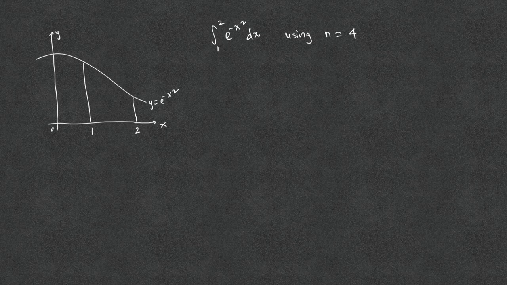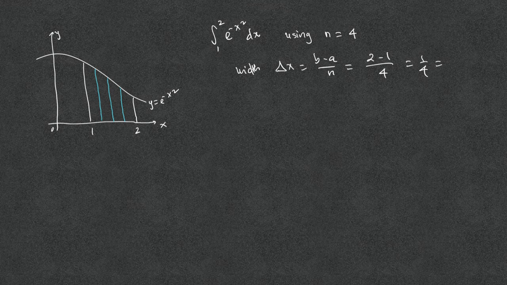To estimate the integral from x equals 1 to x equals 2 of e to the negative x squared dx using n equals 4, we would divide the interval [a, b], which is [1, 2], into 4 subintervals. Each of the subintervals has a width of delta x equals (b minus a) over n. b is 2, a is 1, and n is 4. This is 1 over 4, or a quarter, 0.25. Each of the increments has a length of 1/4.